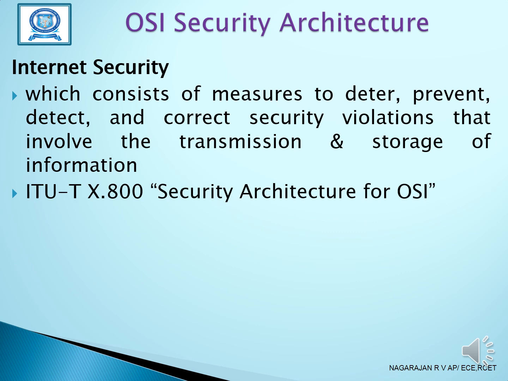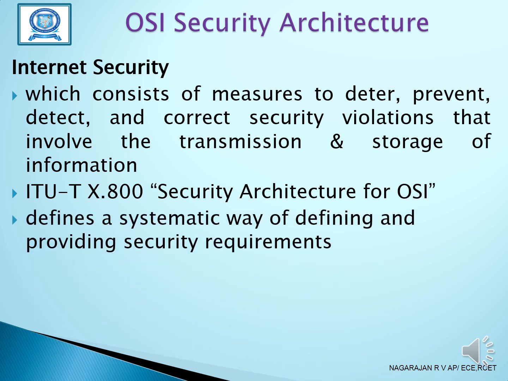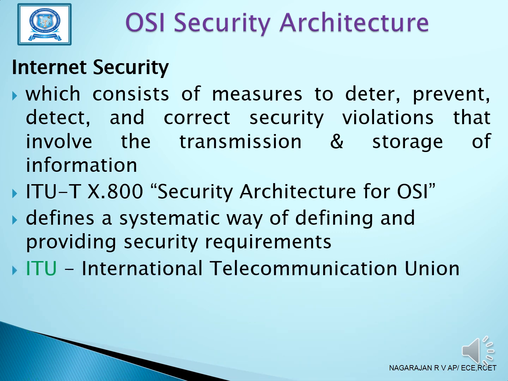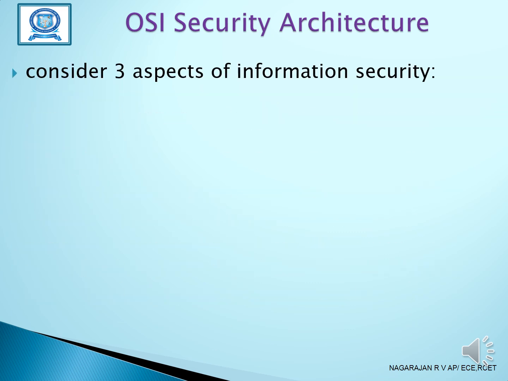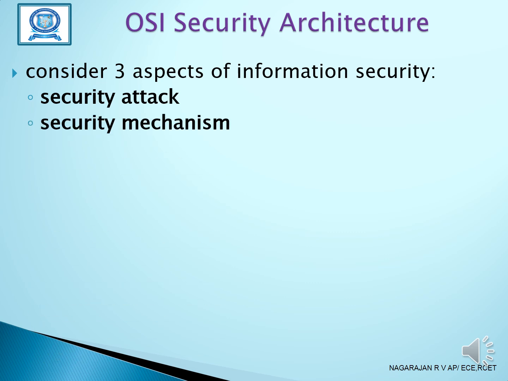Now let us see the OSI Security Architecture. It is ITU-T X.800, a security architecture for OSI. It defines a systematic way of defining and providing security requirements. ITU means International Telecommunication Union, and OSI, we know, means Open System Interconnection. It has three aspects of information security. One is security attack, the second is security mechanism, and the third is security service. So in OSI security architecture we have three categories: security attack, security mechanism, and security services.